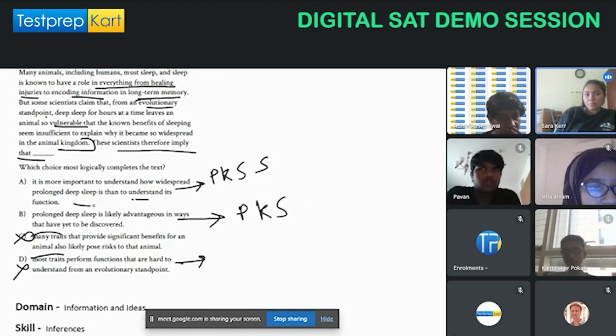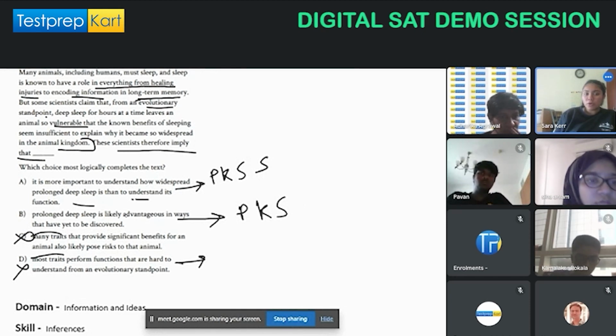Personally, I would pick A because a lot of the keywords mentioned in that claim are also in the paragraph, and scientists mainly want to understand why prolonged deep sleep is so spread out in the animal kingdom rather than to understand the function of an animal.